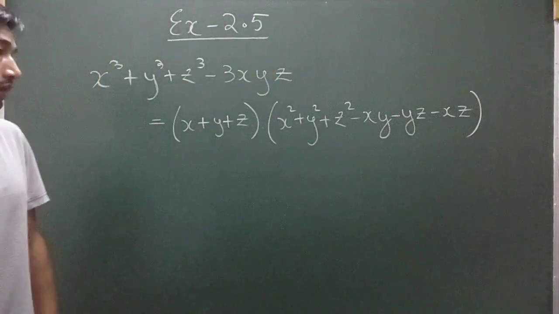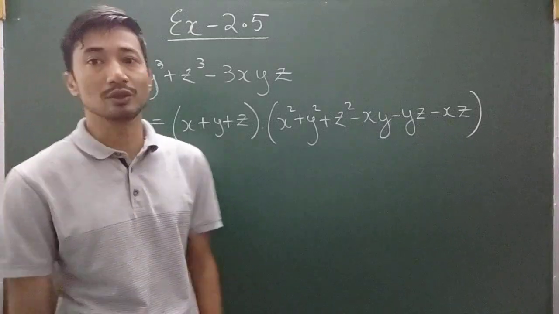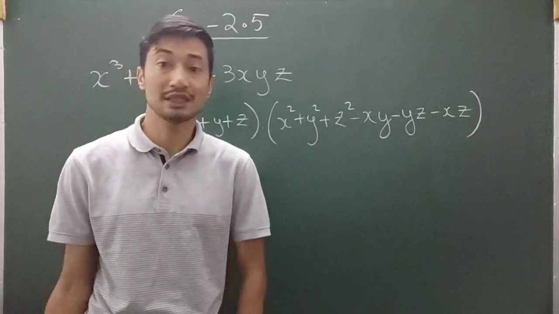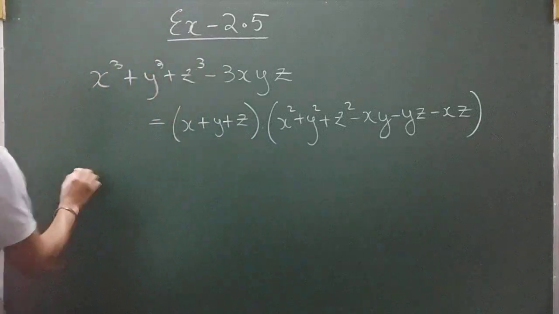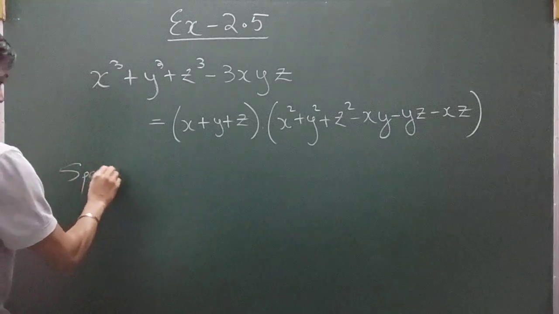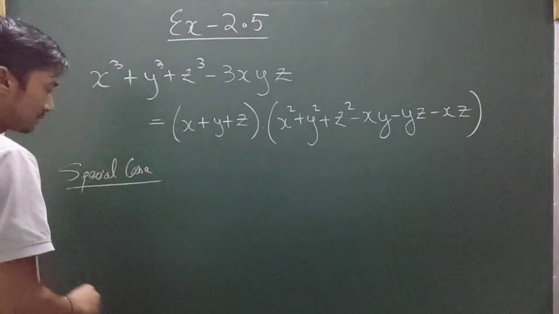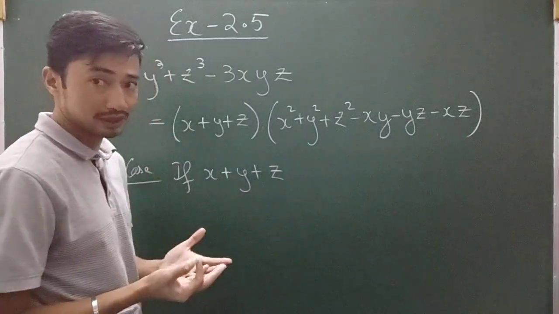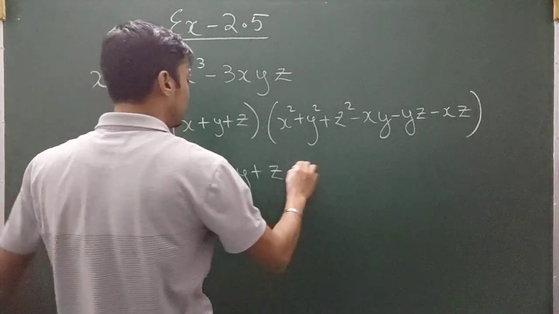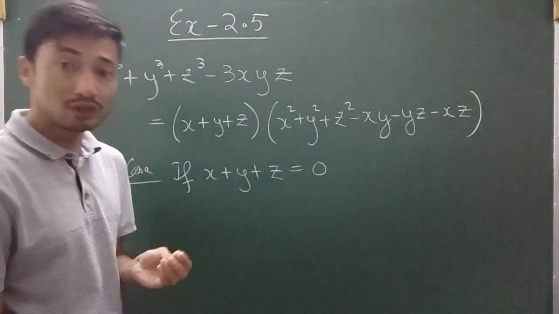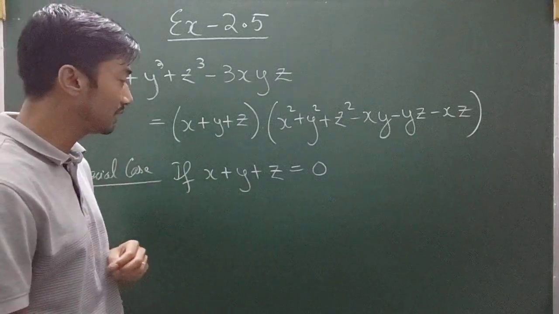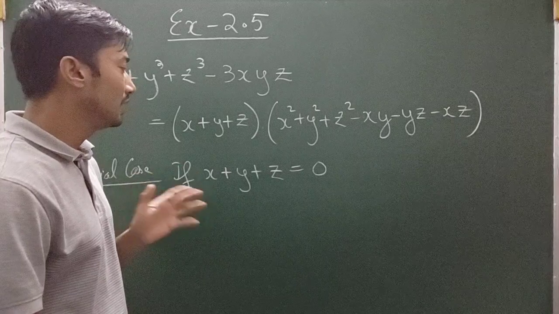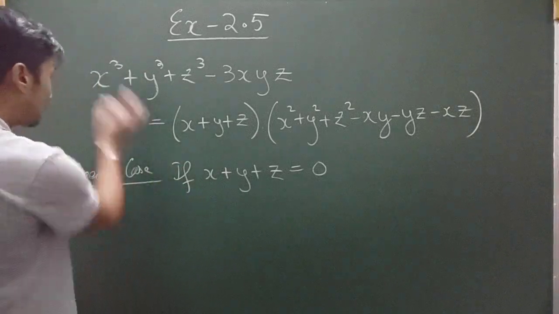Okay, done? Now we have a special case of this particular identity, which will be used in some calculations, like a shortcut. In this identity, if the sum of the three variables x, y, z, x plus y plus z, happens to be zero, not individual values, their sum, whether variables or values or any arbitrary constant, if that is zero, then let's see what happens.